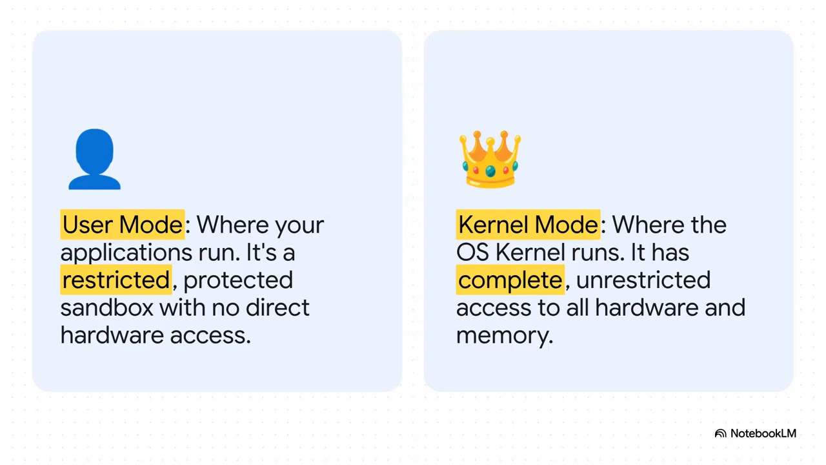So on one side, you have user mode. This is where your apps live. Think of it like a padded, protected sandbox. An app in this mode can't just decide to format your hard drive whenever it wants. But then, there's kernel mode. That's God mode. The OS kernel runs there with total, unrestricted access to absolutely everything. Anytime an app in user mode tries to do something privileged, it trips an alarm, and the system switches into kernel mode, where the OS can step in and handle the request safely.